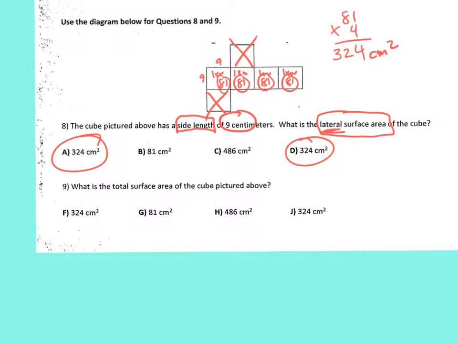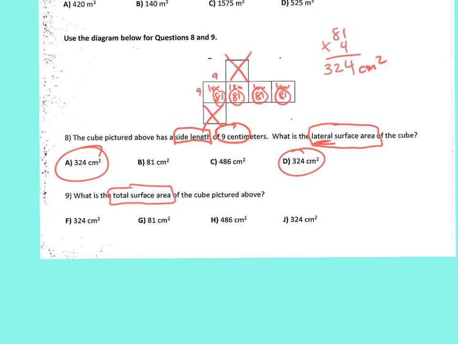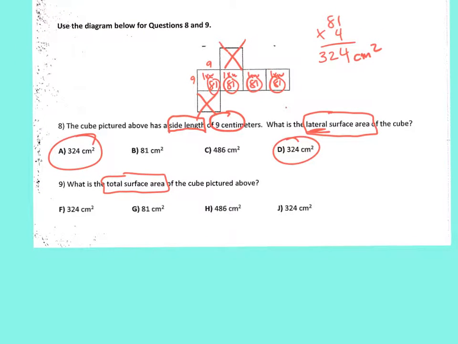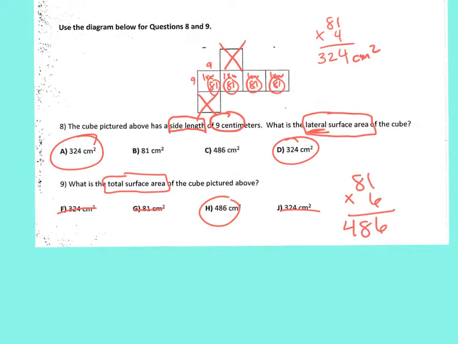Okay, so then number 9, what's the total surface area? So now what are we including? The wings. So instead of 81 times 4, 81 times how many? 6. Yeah, you could have used common sense because these are the lateral. That one was too small.